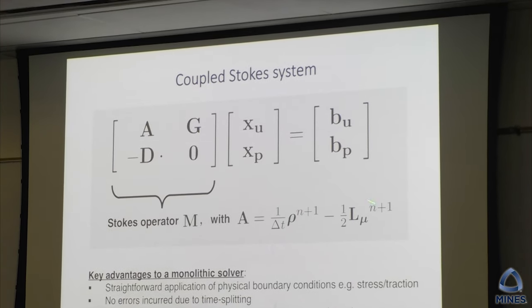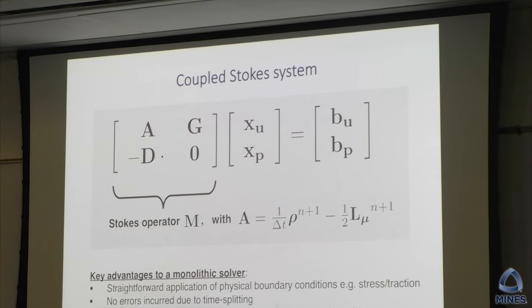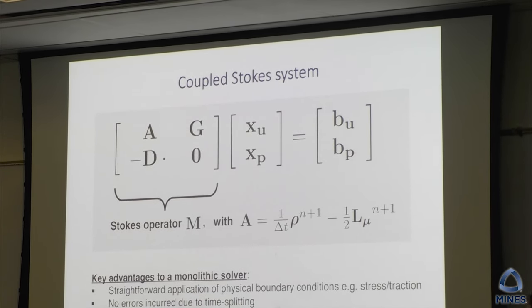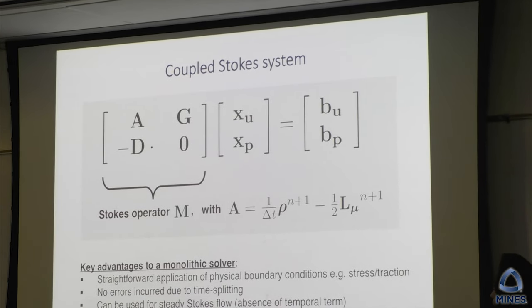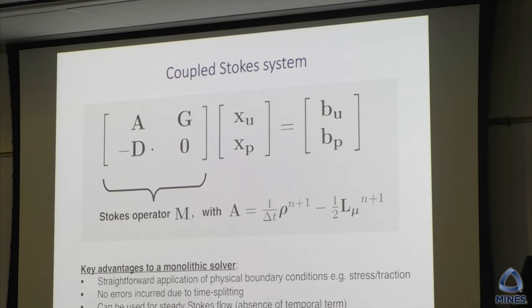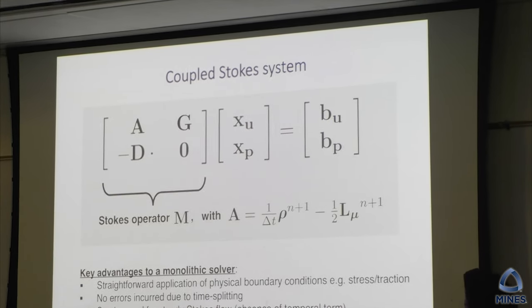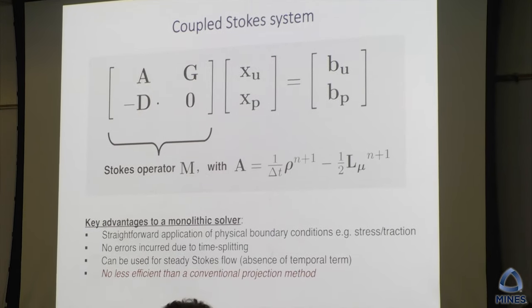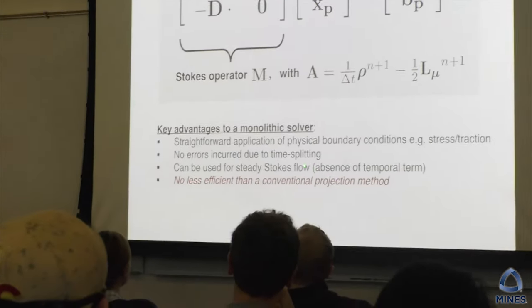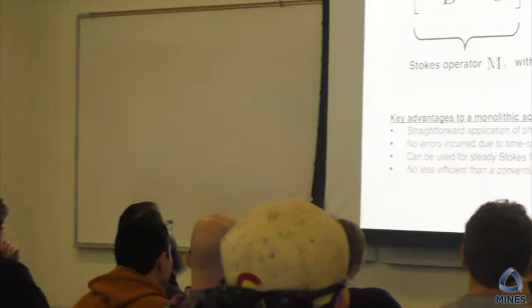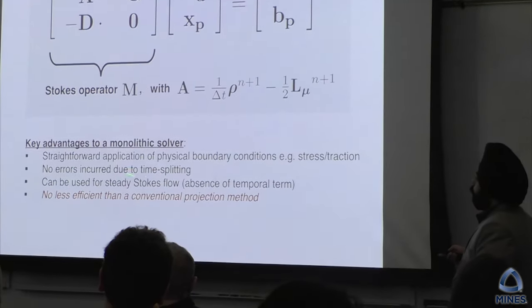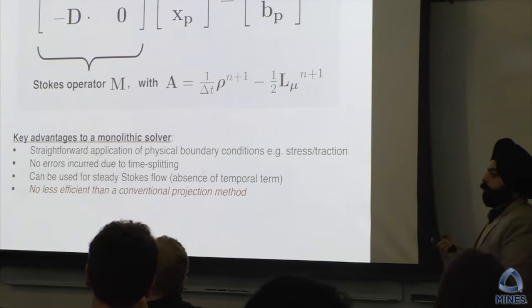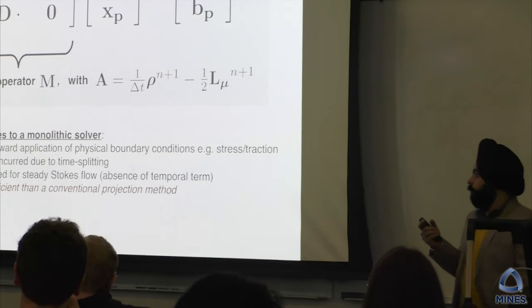So as a solver, you would put Vp as zero, but as a preconditioner, you will have Vp as non-zero, because your preconditioner is going to solve for an error residual system. Okay. So we want to solve this system simultaneously, and not using any splitting between pressure and velocity. And why would we want to do that? The advantages are that we can straightforwardly apply physical boundary conditions, for example, traction or stress boundary conditions, without incurring any penalty. It does not introduce any time splitting errors as you see in classical projection methods.